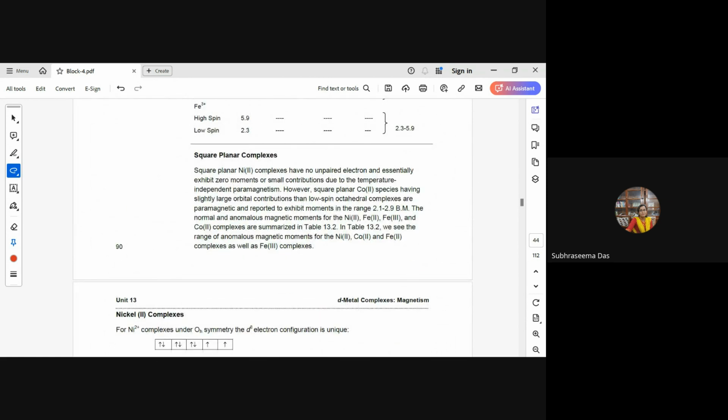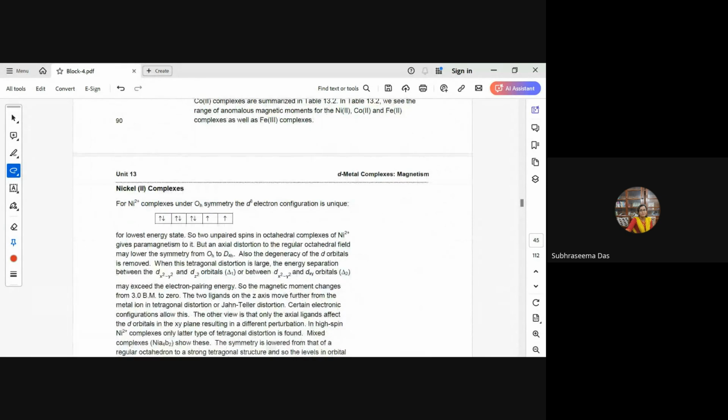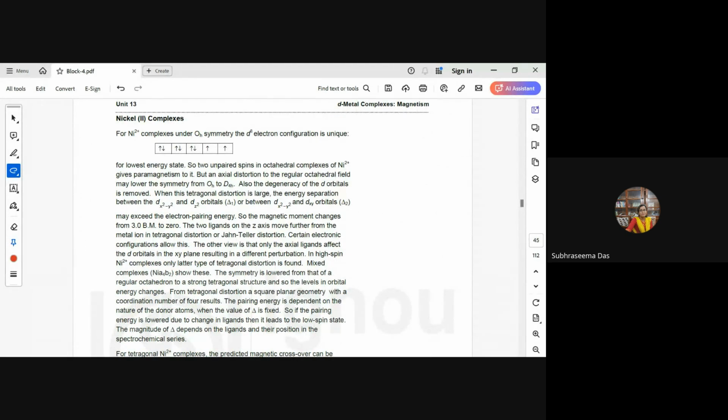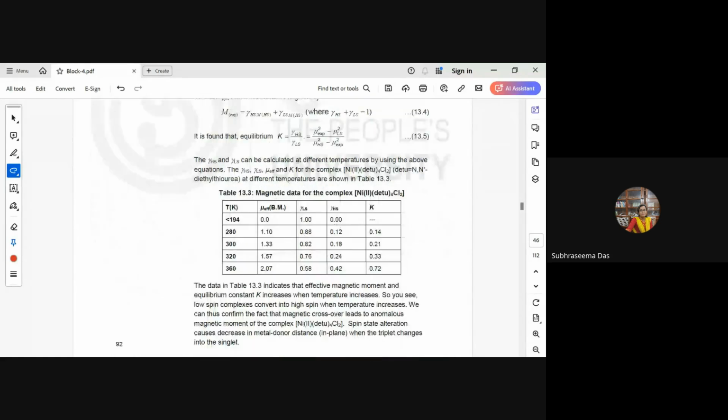In square planar complexes, since they have no unpaired electrons and particularly they have zero moments, small contributions to that can be ignored. However, for Co2+ species having slightly large orbital contribution, they have been reported. The normal and anomalous magnetic moments for square planar complexes have been shown in figure 13.2. Here some of the examples have been discussed for anomalous magnetic complexes.